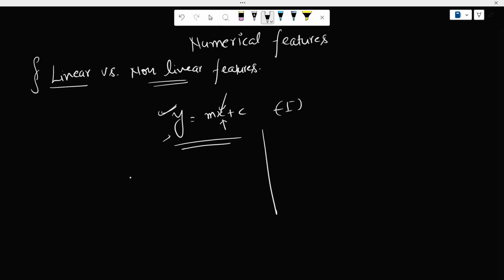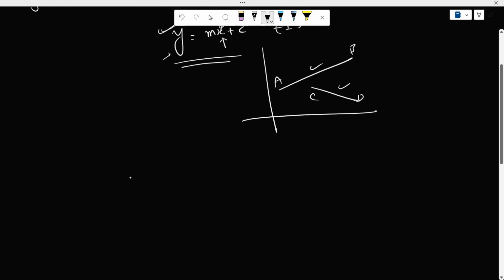Every time you try any linear equation, you will get a straight line, right? Something like this, A, B, or maybe like this, C, D. Every line will be a straight line whenever you are talking about linear features. So y is equal to mx plus c is a linear equation which will always give you a straight line, right? And when we talk about the non-linear features, they look something like this.